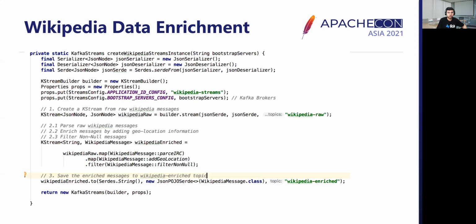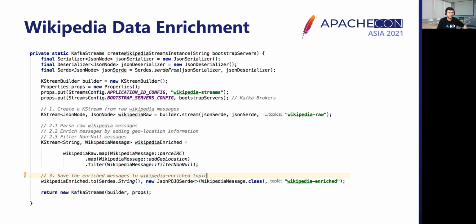Here is a sample code for the Wikipedia example that I used in this talk. So first, a KStream is created from a Wikipedia raw topic. Then each raw message is parsed and the IP address is mapped to the geolocation using the MaxMind GeoIP database lookup.